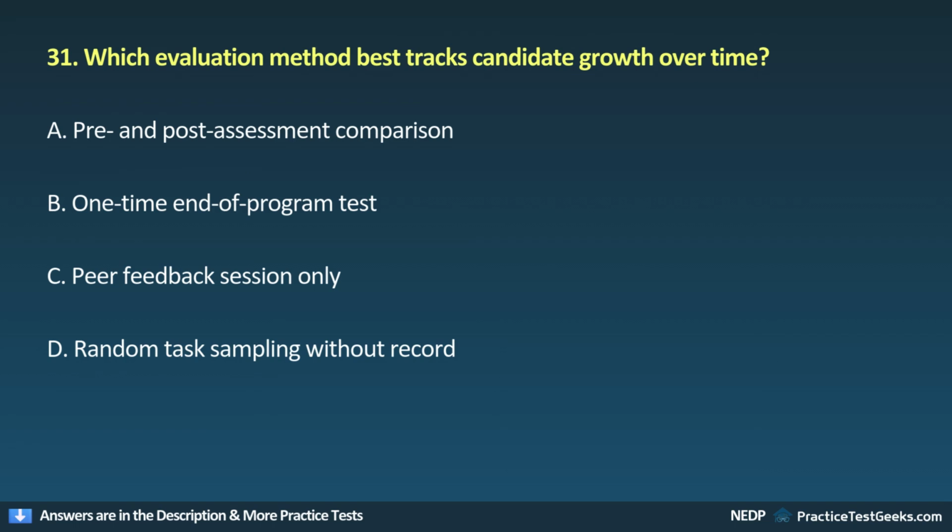31. Which evaluation method best tracks candidate growth over time? A. Pre- and post-assessment comparison. B. One-time end-of-program test. C. Peer feedback session only. D. Random task sampling without record.